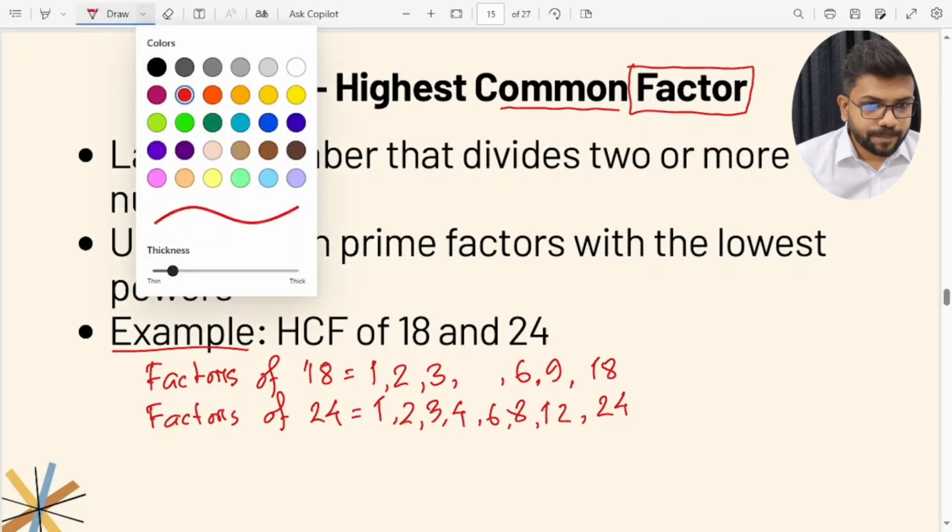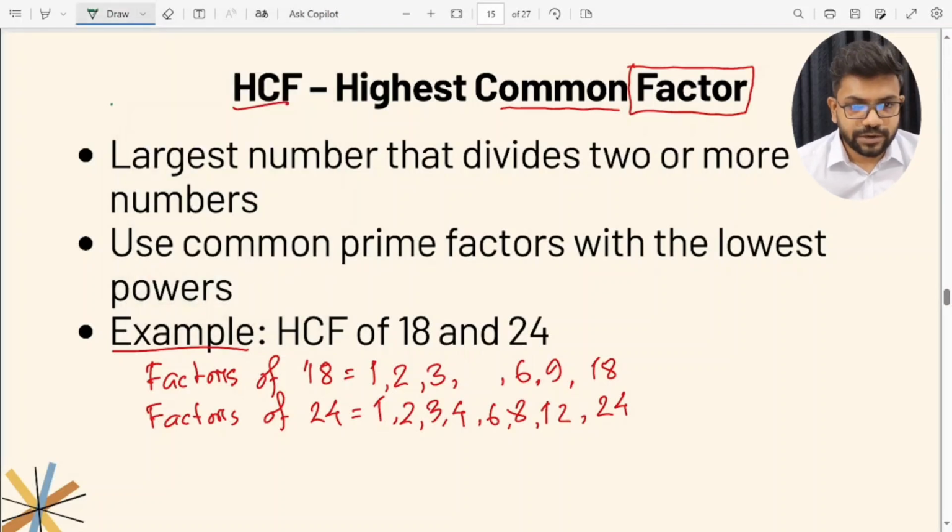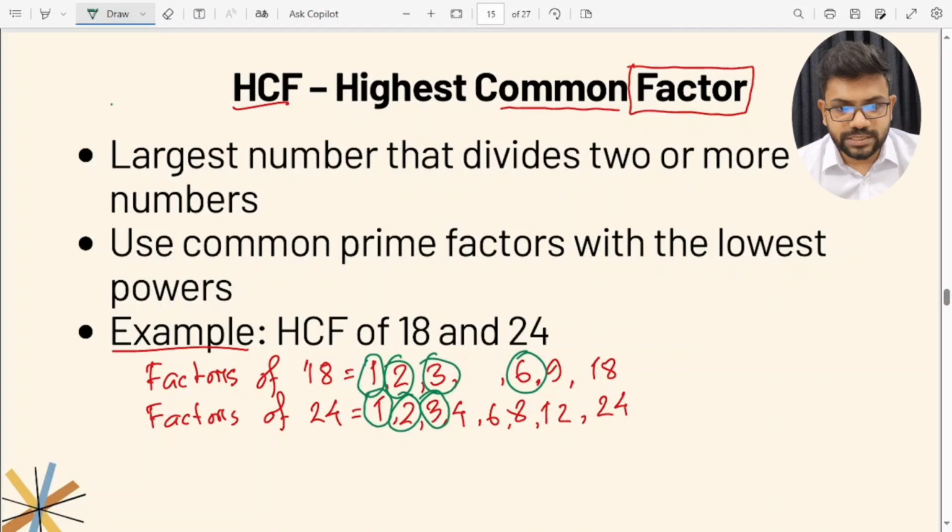You can notice that there are some common factors here. Let's say 1 is a common factor of 18 and 24. 2 is another common factor. 3 is also a common factor. Okay. 6 is a common factor. So we just found out that there are 4 common factors of 18 and 24.